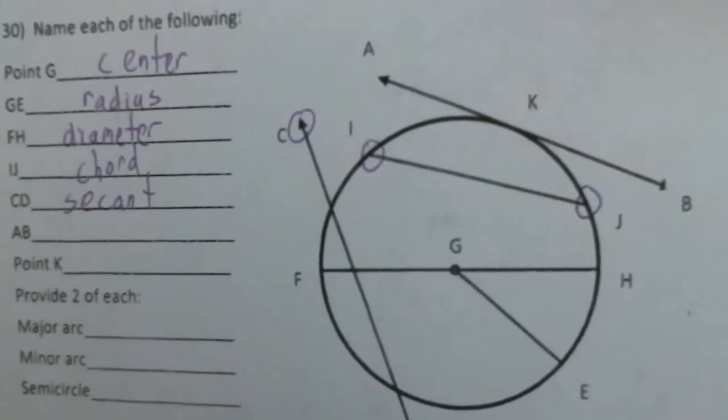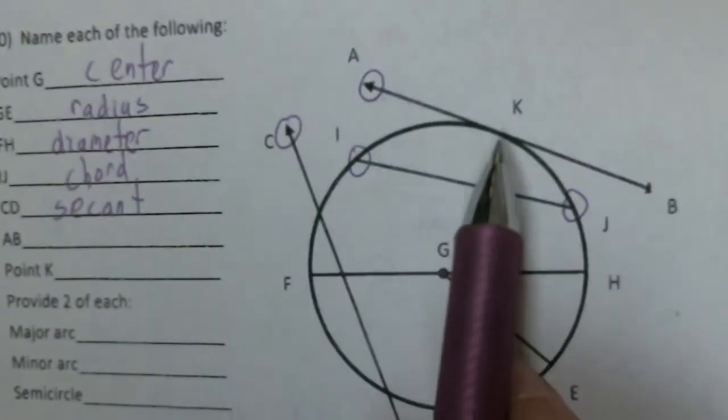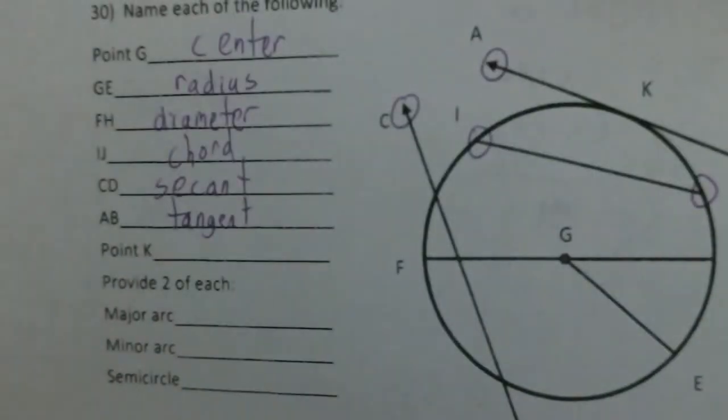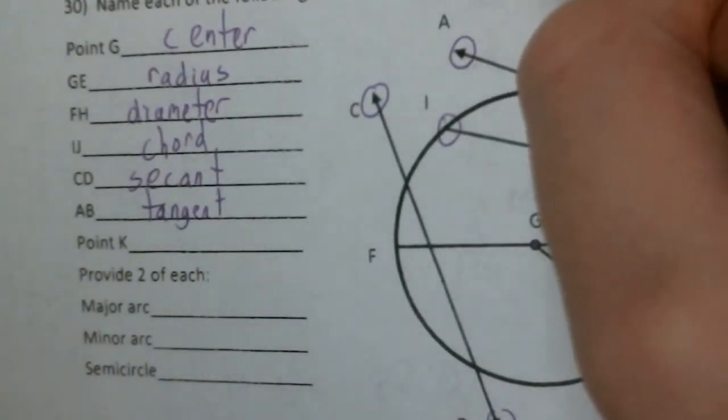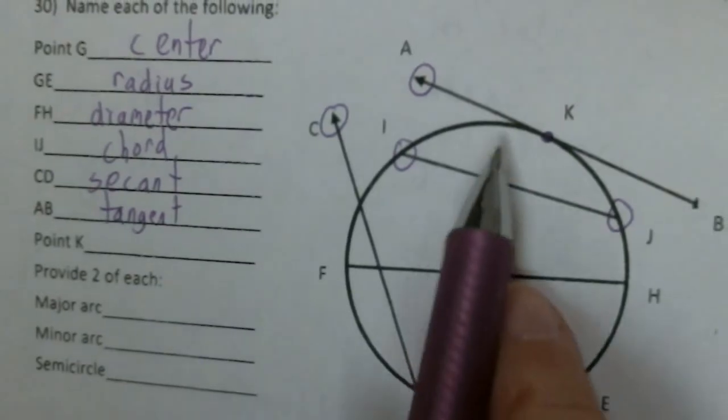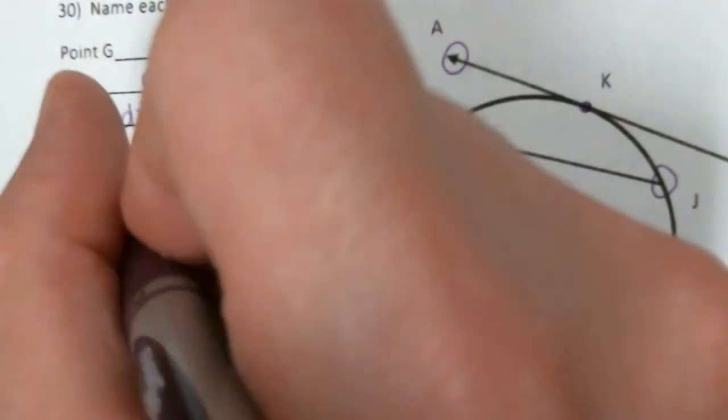AB, okay, AB is a line, it's got the arrows, but that one does touch the circle in one spot, so that's a tangent. Point K, that's that spot right there, point K. It's on the tangent, so that's the point of tangency.